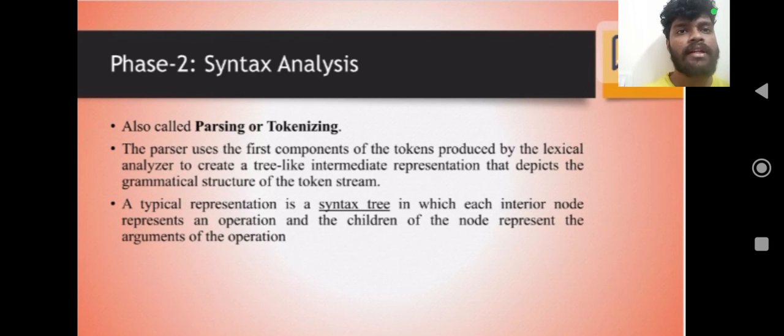Next, syntax analysis, also called parsing. The parser uses the first components of the tokens produced by the lexical analyzer to create a tree-like intermediate representation that depicts the grammatical structure of the token stream. A typical representation is a syntax tree in which each interior node represents an operation and the children of the node represent the arguments of the operation.